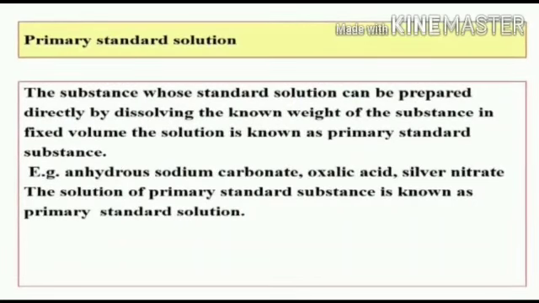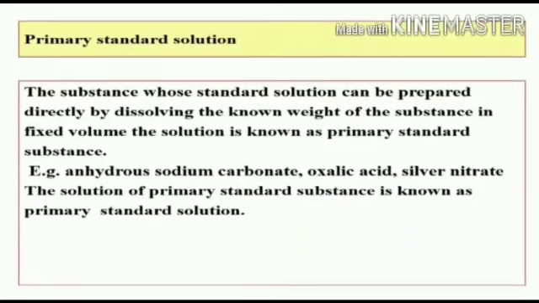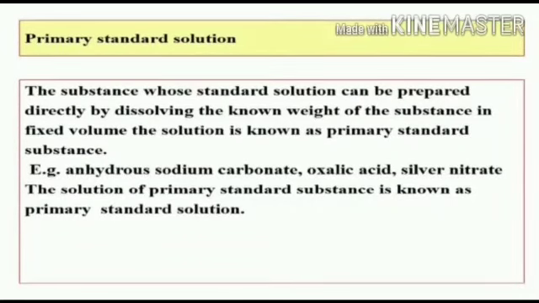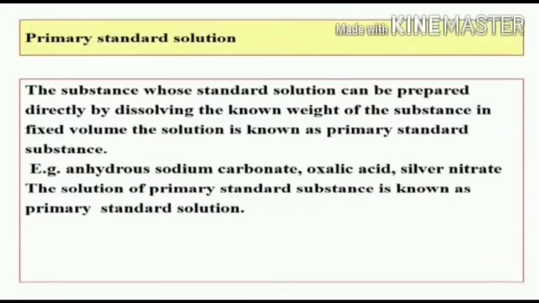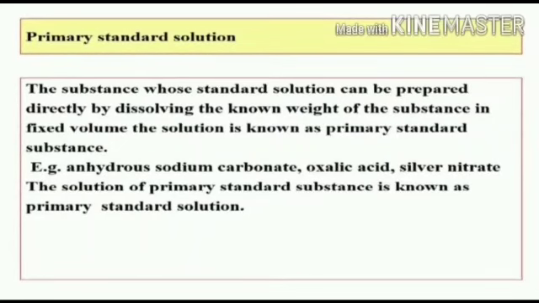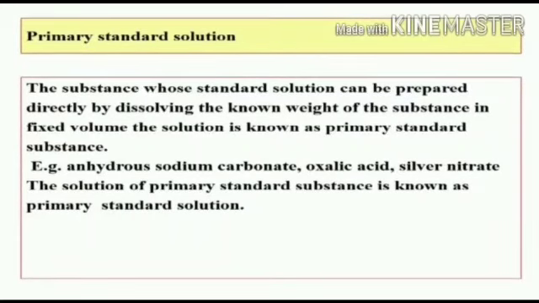Primary standard solution. The substance whose standard solution can be prepared directly by dissolving the known weight of the substance in fixed volume of the solution is known as primary standard substance. Anhydrous sodium carbonate, oxalic acid, silver nitrate can be used as primary standard substance. The solution of primary standard substance is known as primary standard solution.